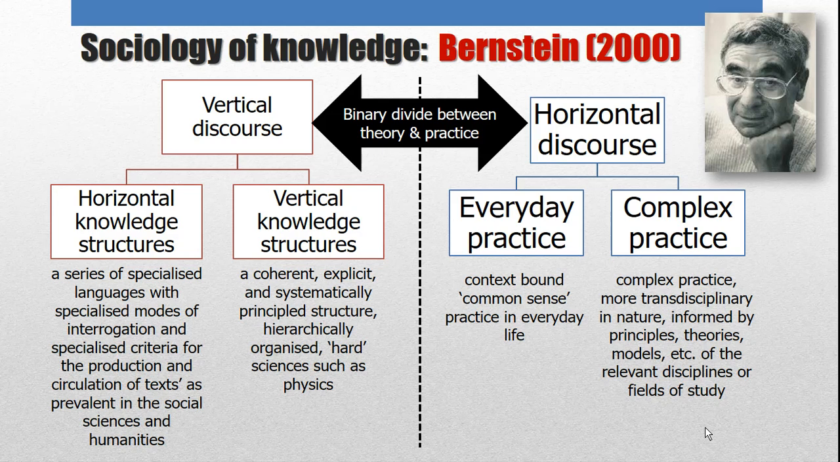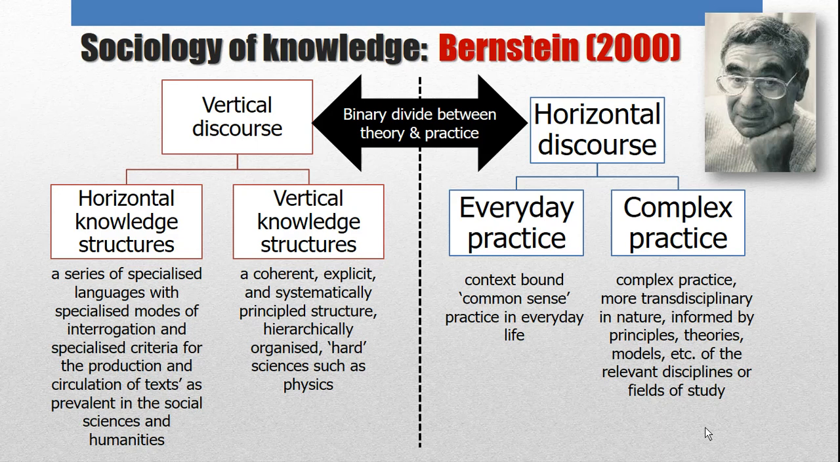So in the way that he describes it, he talks of vertical and horizontal discourse. He defines horizontal discourse as your everyday kind of common practice and conversations you have on a daily basis with people. So it's common sense stuff, the stuff that we share with people daily. But then we have complex practice, that needs particular terminology in order to communicate effectively. And so it's very often also more transdisciplinary in nature. It cuts across different contexts.